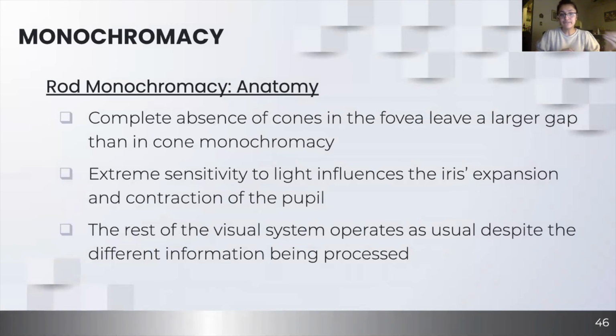Now, the complete absence of cones in the fovea leaves a larger gap than one in cone monochromacy. Extreme sensitivity to light influences the iris's expansion and contraction of the pupil. The rest of the visual system operates as usual despite the different information being processed.